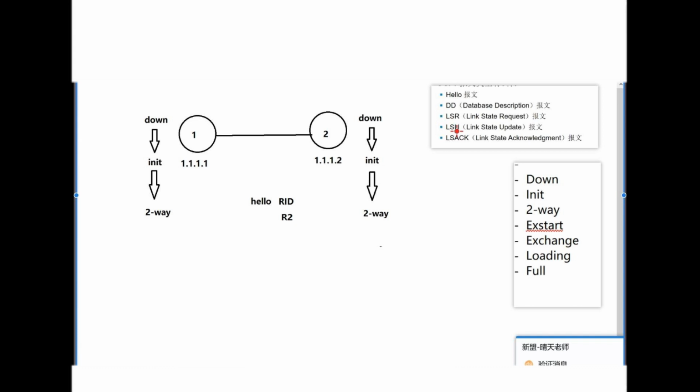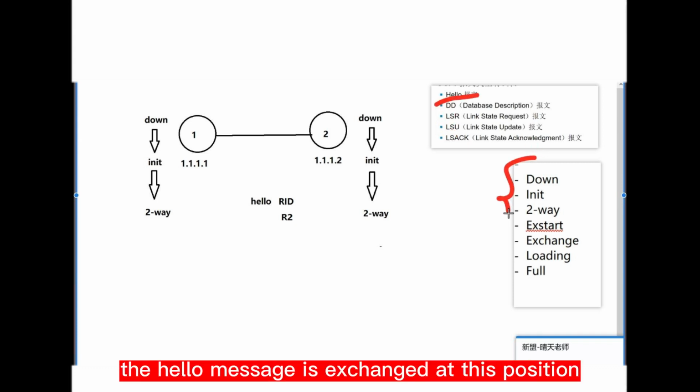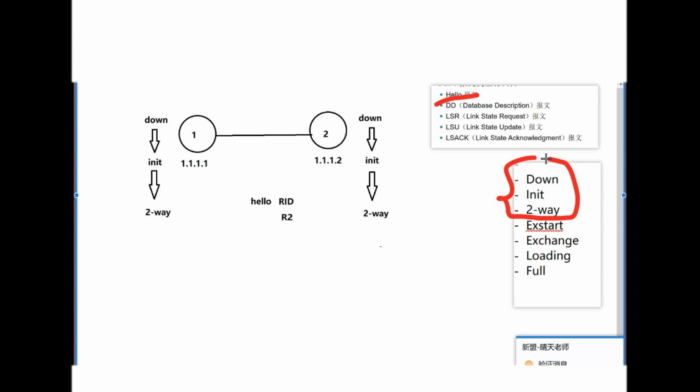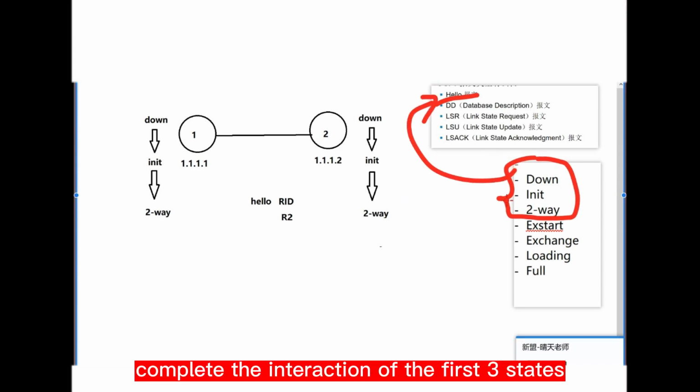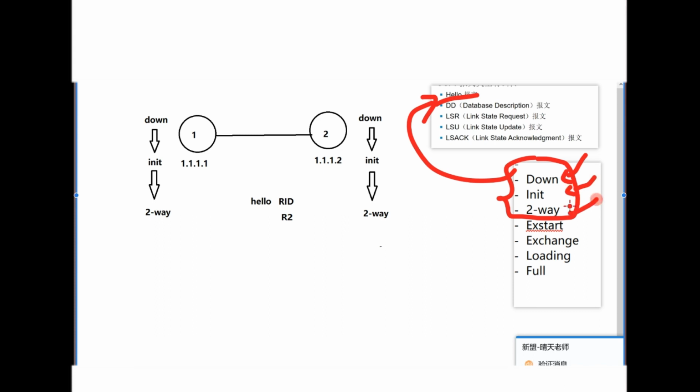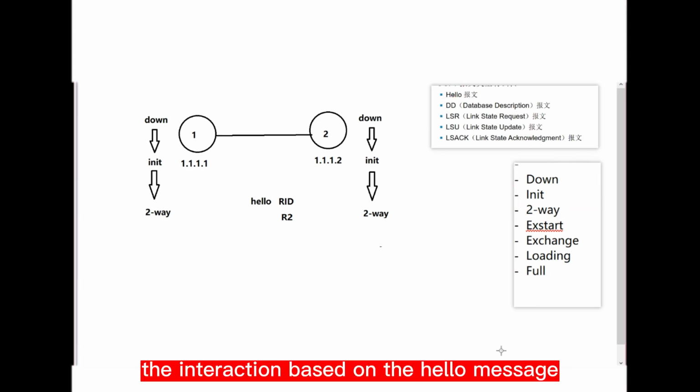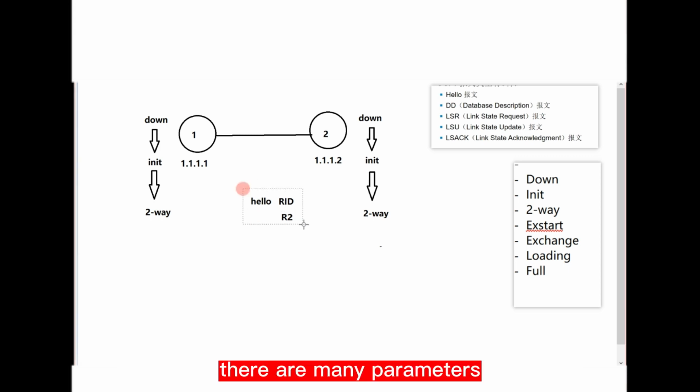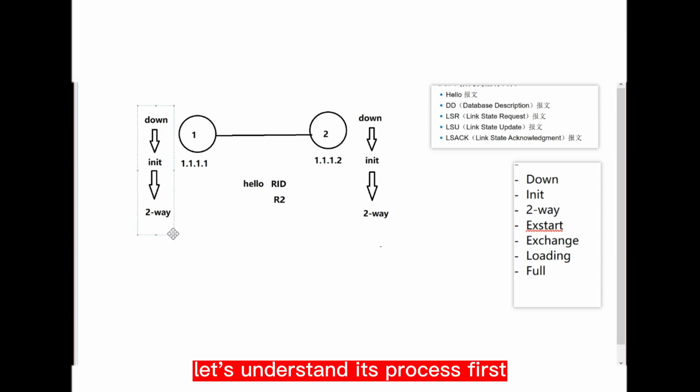Everyone will find out that in fact, for the above three states, the hello message is exchanged at this position. That is, we can use the hello message to complete the interaction of the first three states. They complete the interaction based on the hello message. So the hello message establishes a neighbor relationship, until the neighbor relationship is established. This is the process between them. But the specific parameters you will learn in NP. There are many parameters. So in the NA stage, let's understand its process first. Don't have too much psychological pressure.